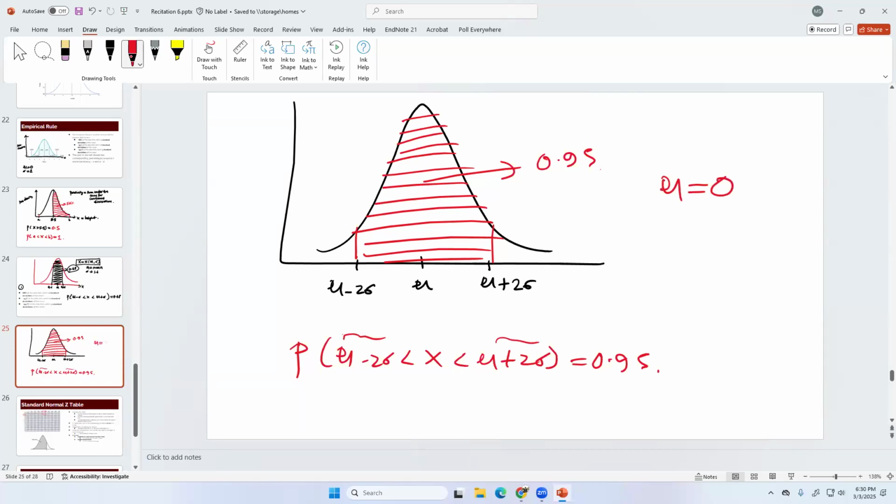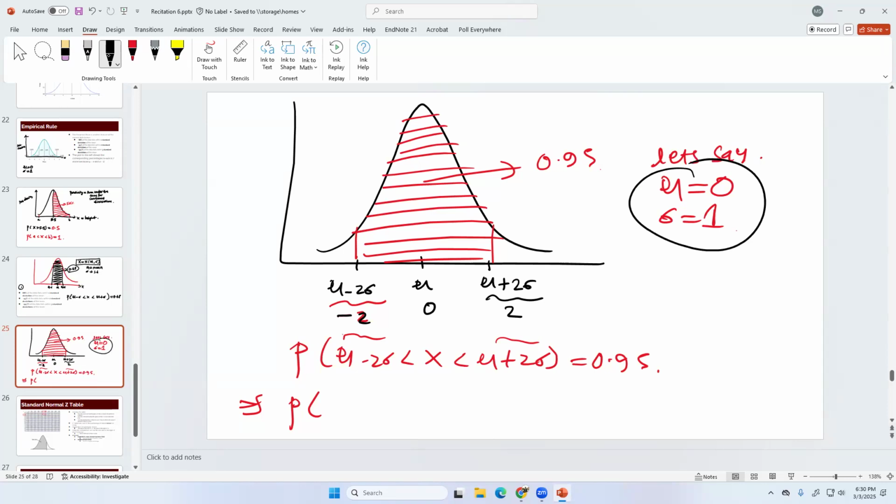Let's say mu is 0 and sigma is 1. Okay, let's say this. Then what is this number then? So -2, right? -2, and this is 0, and this is 2, right? If I define my mu and sigma like this, then these are the actual numbers. So the probability is 0.95, right? X again is a random variable. It can take any value with different probabilities, right? Now what I'm saying is the probability that X is between -2 and 2 is 95%.